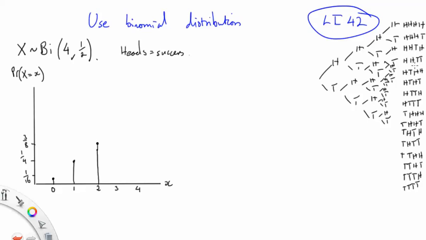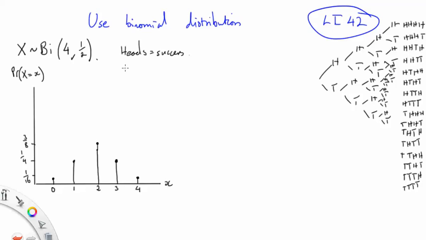Okay, 3 heads. 1, 2, 3, 4. We've got 4 options there. Let's count again. 1, 2, 3, 4. So that's a quarter. And 4 heads is 1 out of 16. So you can see it's symmetrical. That's nice. Would they always be symmetrical? Well, have a go. Come up with a different one. Change the probability to not a half. See what happens there.